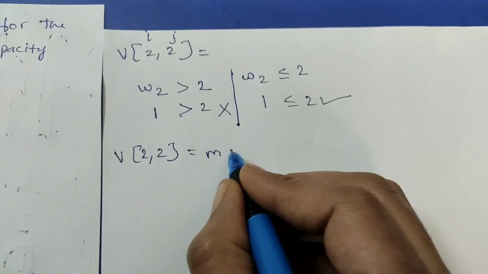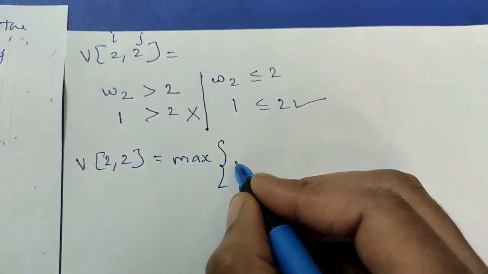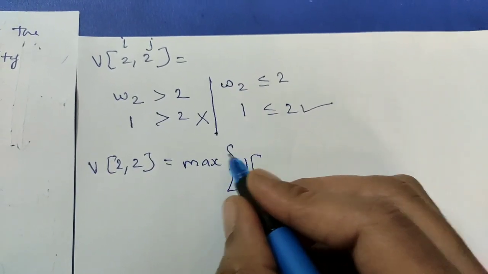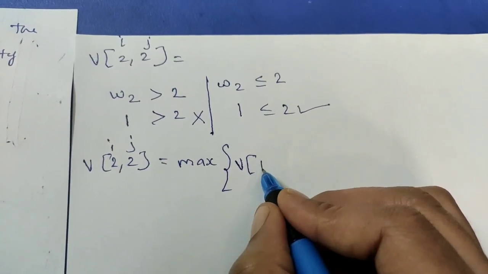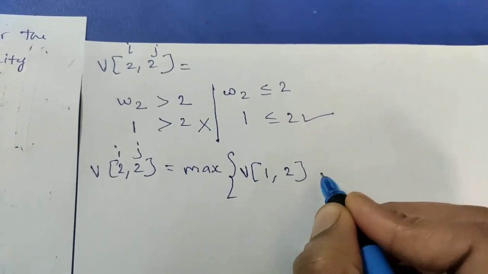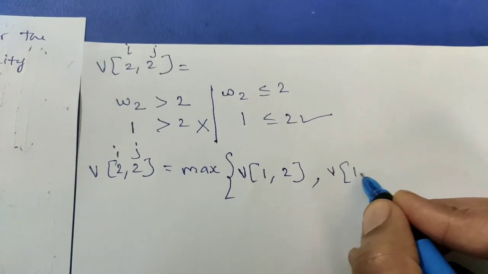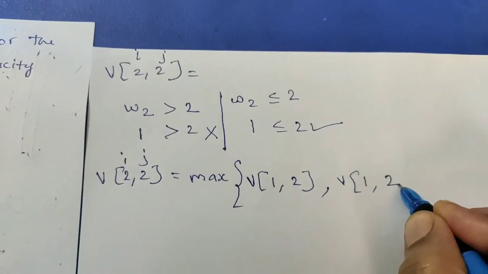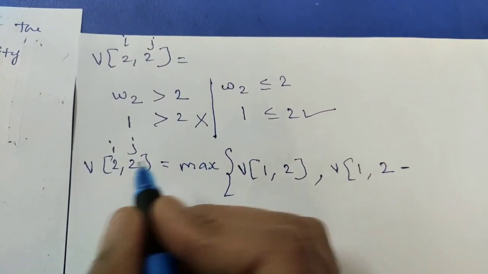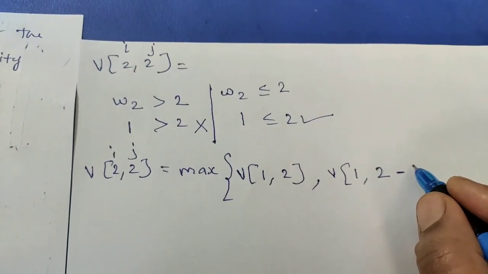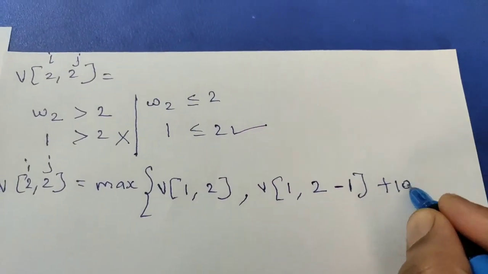The formula is maximum of V of I minus 1, J, and V of I minus 1, J minus the weight of the item being processed, plus its profit. Here the I value is 2, the J value is 2. I minus 1 means 2 minus 1, that is 1, and the J value is 2. What is the item I am processing now? The second item. The weight of the second item is 1, plus the profit of the second item, which is 10.